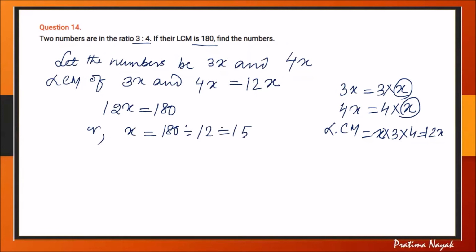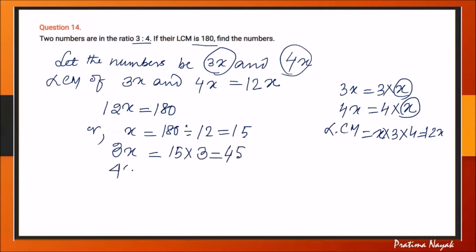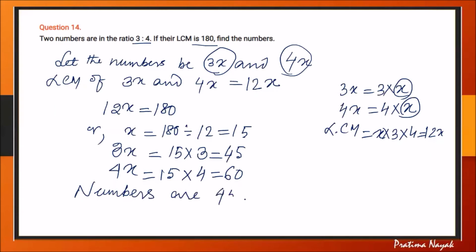No. The answer will be 3x and 4x. So find 3 times x. It will be 15 into 3, 45. Find 4 times x. It will be 15 into 4, it will be 60. So the numbers are 45 and 60.